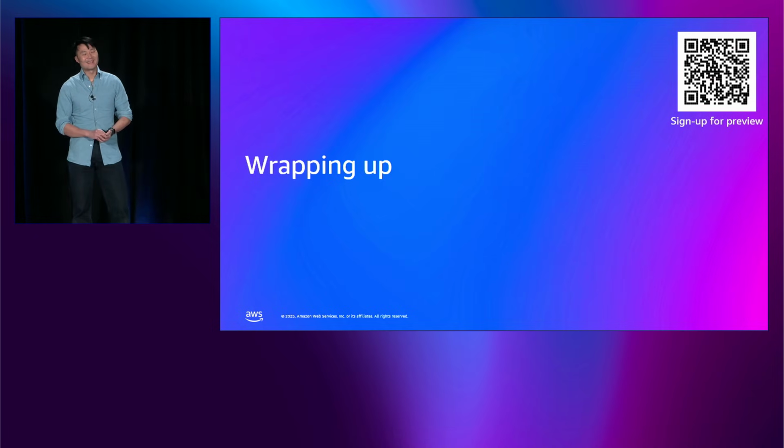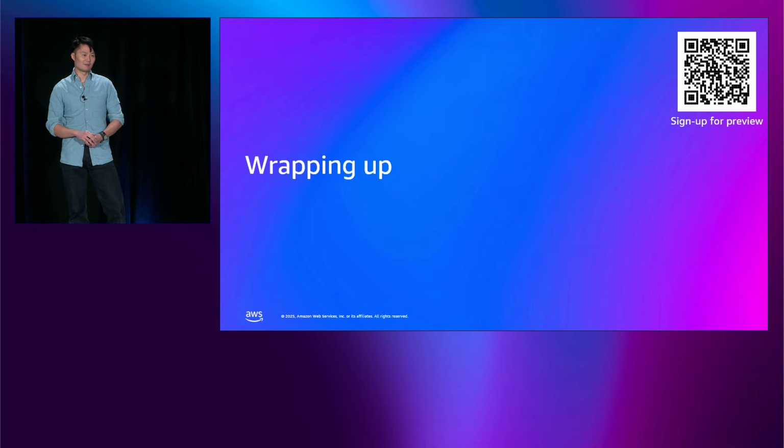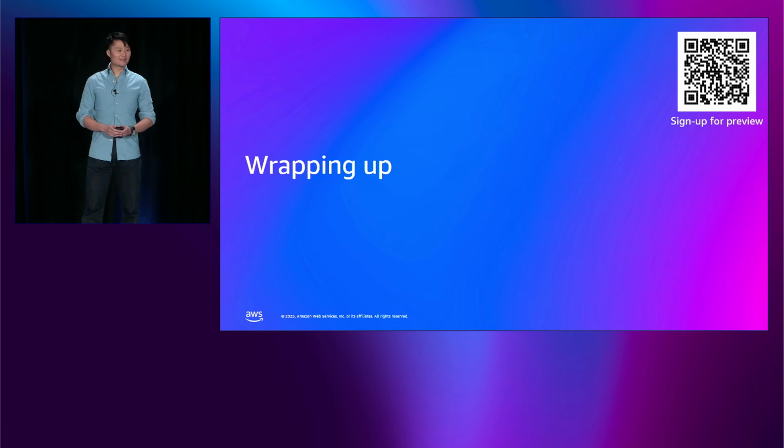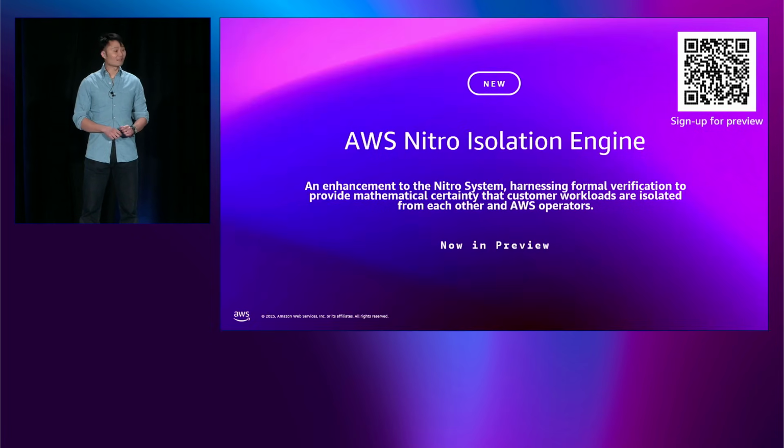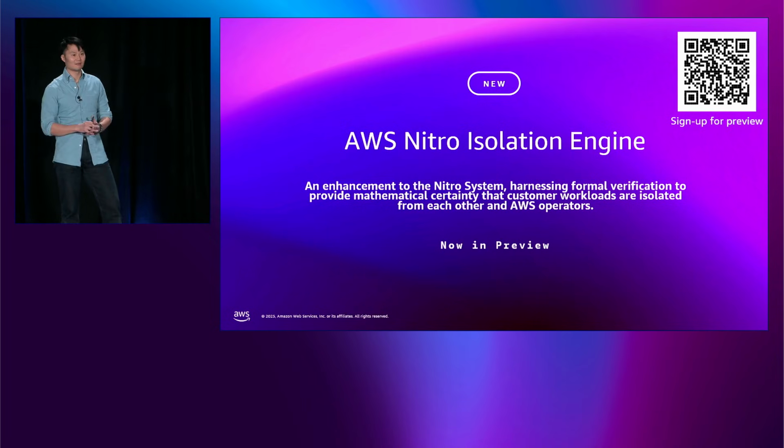Let's wrap up. In this session, JD told you the story of the AWS Nitro System and our continual commitment to raising the bar. Kareem and I gave you details about an exciting new chapter, the Nitro Isolation Engine, a new, minimal, formally verified enhancement to the Nitro system that compartmentalizes only what is strictly necessary for the task of isolation. We are in preview today as an always-on default capability of Graviton 5, and you can request access to the preview with this link.